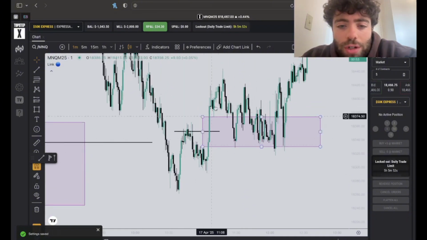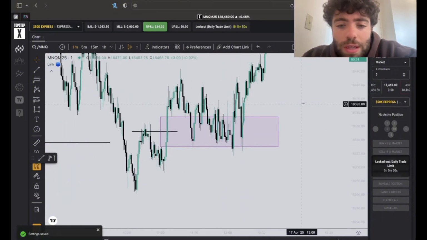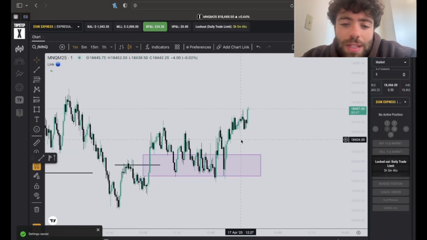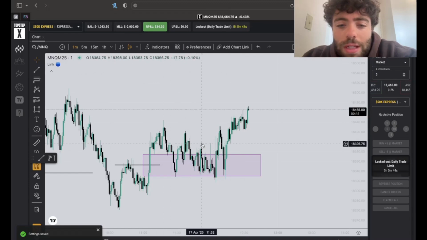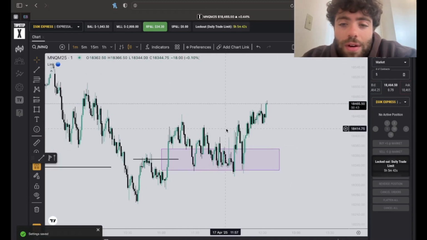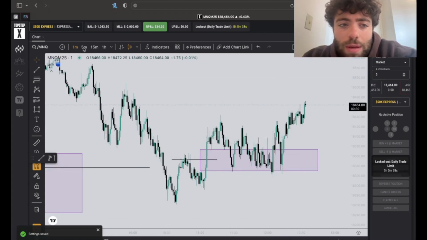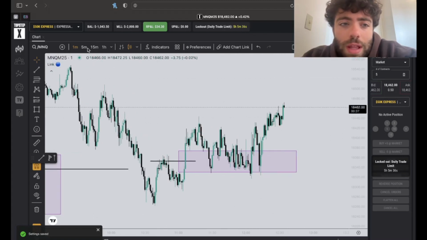But yeah, we break structure on the 5 minute, we retrace. And this is just choppy. I mean, it makes sense because this is during lunch hour, 11:50, 11:30. So yeah, I wouldn't even be trading this anyway, but I usually do get some setups around that time.